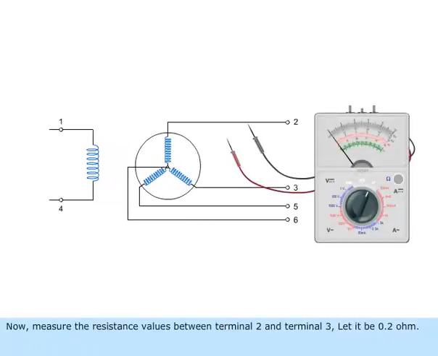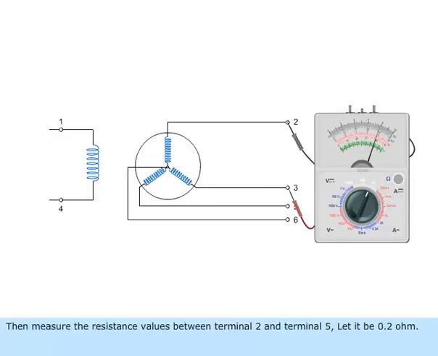Now, measure the values between terminal 2 and terminal 3. Let it be 0.2 ohm. Then measure the resistance values between terminal 2 and terminal 5. Let it be 0.2 ohm. Then measure the resistance values between terminal 2 and terminal 6. Let it be 0.1 ohm. Then measure the resistance values between terminal 3 and terminal 5. Let it be 0.2 ohm.